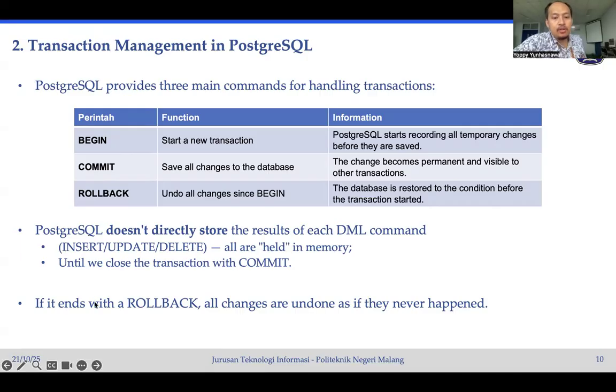But if it ends with ROLLBACK, all changes will be undone as if they never happened. So if we cannot reach COMMIT and then we call ROLLBACK, all of the changes will be undone. It will be back in the previous state, the original state.